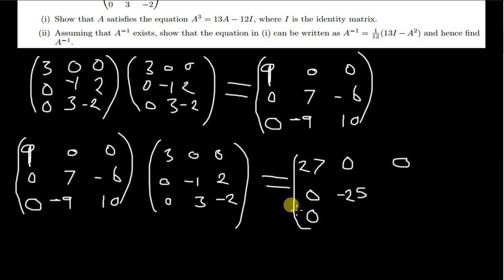And then we also find what is going to be here. So it's going to be 0 times 0, 0, 7 times 2, that's 14, negative 6 times negative 2, I'm getting 12, so 12 plus 14, I'm getting 26 there.